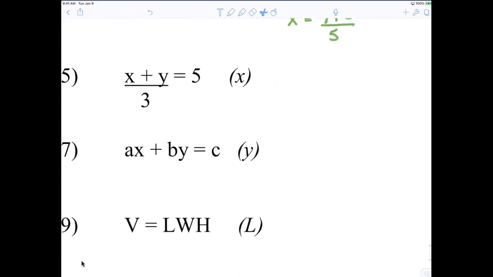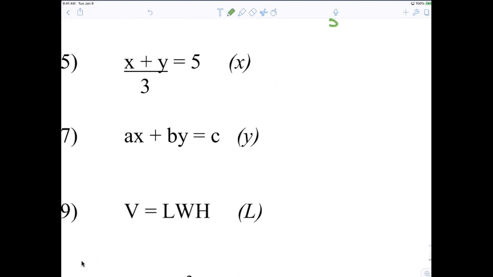Now I want everybody to write down on their paper: x plus y over 3 equals 5. And this time I'm solving for x. All right, now someone else speak up. What do I do first? You get rid of 3. Yes, you do. Thank you so much. Very good. You're sounding smart today. All right, very, very good.